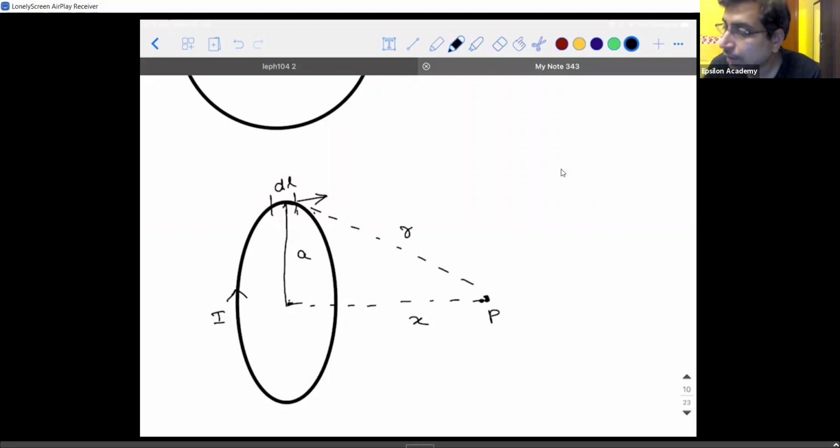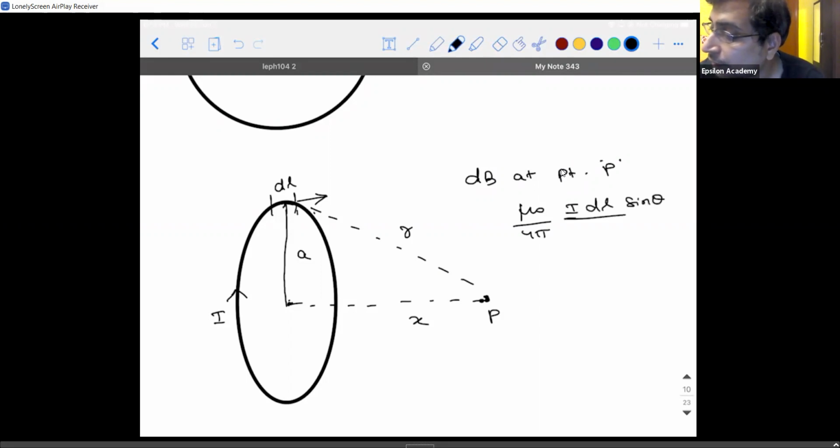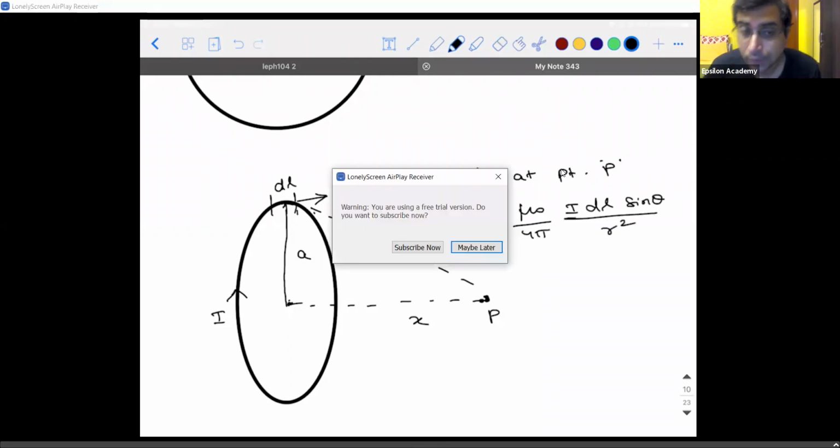Okay. Then, if I calculate the value of dB at point P, what is the formula, guys? It is mu naught divided by 4 pi into I dl sine theta divided by the distance square R square. Right? Now listen to this carefully. Let me take some object, for example. I have a brush in my hand.